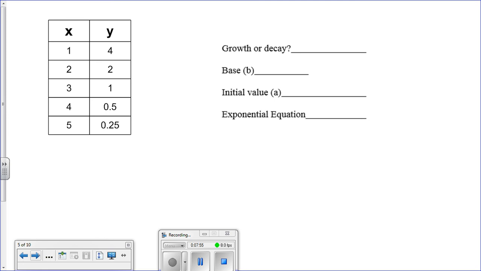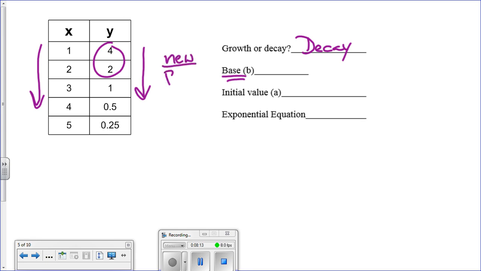So those are pretty basic. Now we're going to do one that's a little bit harder. Okay, growth or decay, as x gets large, this is getting smaller. Clearly this is decay. Your base, find any two, doesn't matter, consecutive, and you're going to do new over the previous. So that looks to be 2 over 4, which is 1/2. Great. Now I need my initial value.